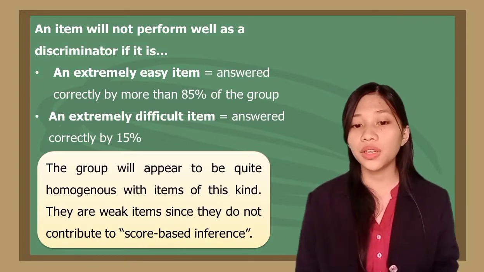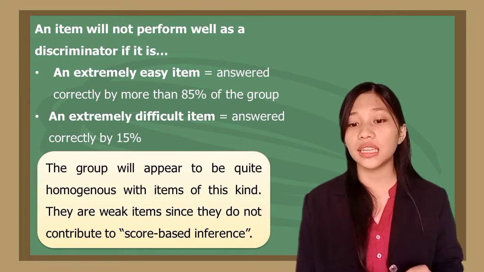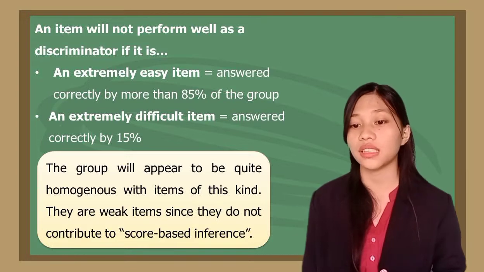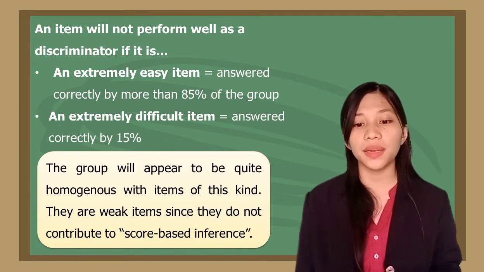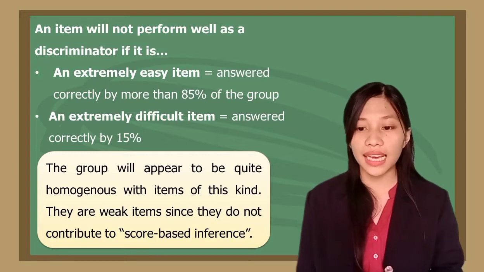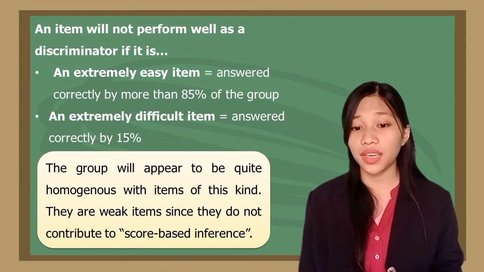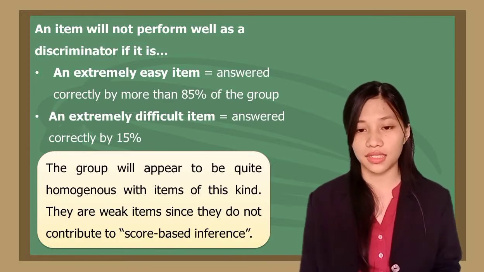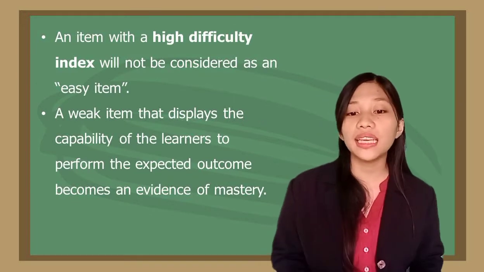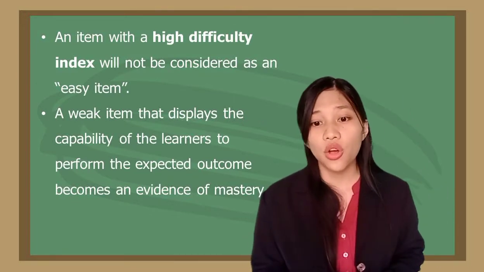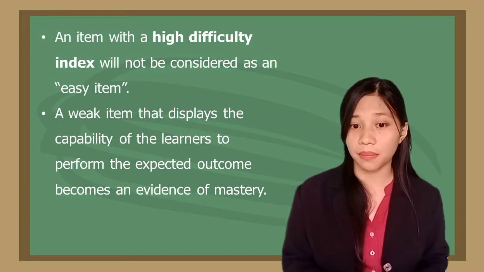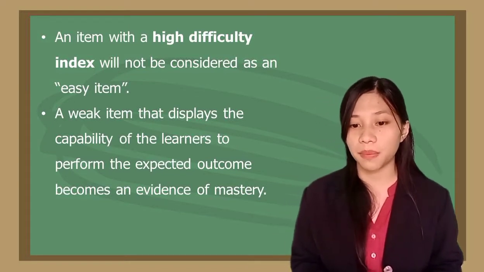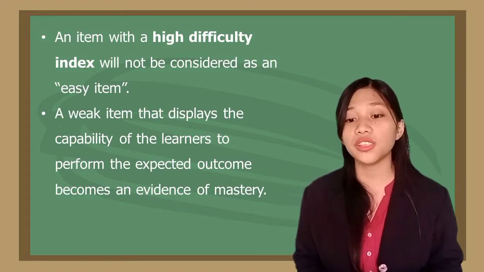is not expected to perform well as a discriminator. The difficulty index, however, takes a different meaning when used in the context of criterion reference interpretation of testing for mastery. The group will appear to be quite homogeneous with items of this kind. They are weak items since they do not contribute to score-based inference. So, an item with a high difficulty index will not be considered as an easy item. A weak item that displays the capability of the learners to perform the expected outcome becomes an evidence of mastery.